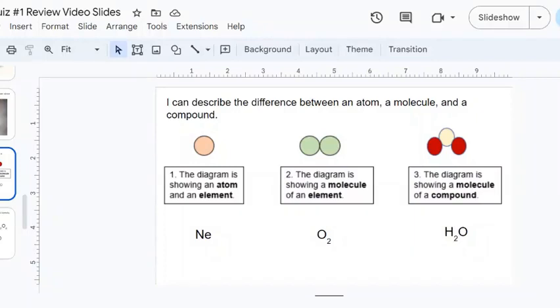Objective. I can describe the difference between an atom, a molecule, and a compound. Here are some examples with chemical symbols and also pictures.